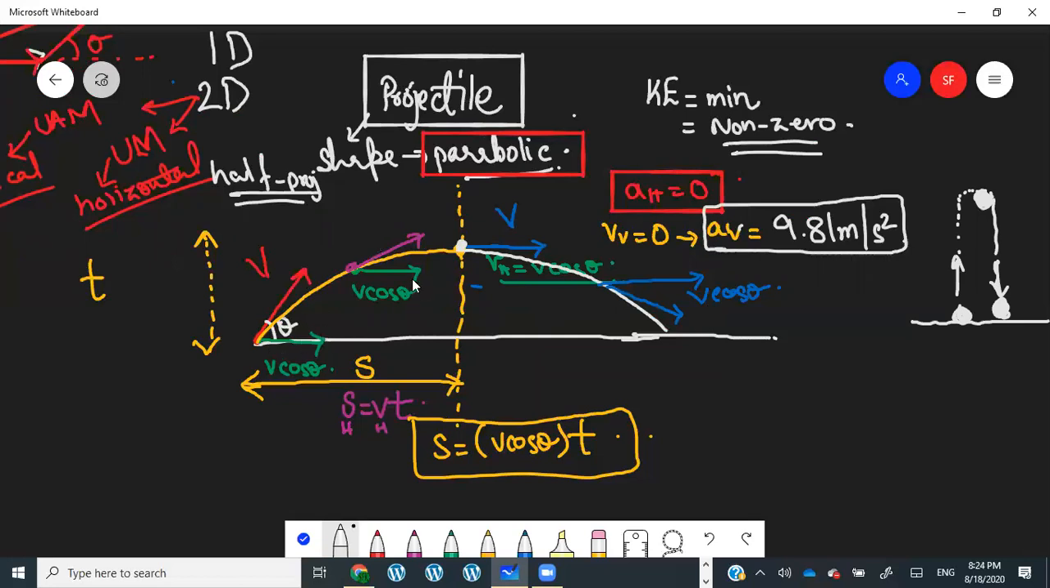This motion is analogous to the motion of the vertical component of this velocity, okay? As we go up, the vertical component of velocity decreases. At the maximum height, it becomes zero. The vertical component of velocity becomes zero. And as it returns back to ground, its velocity starts increasing in value.